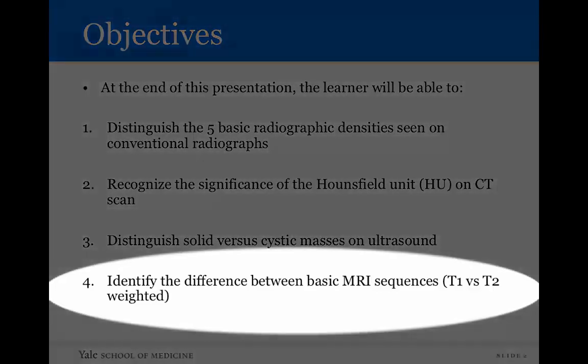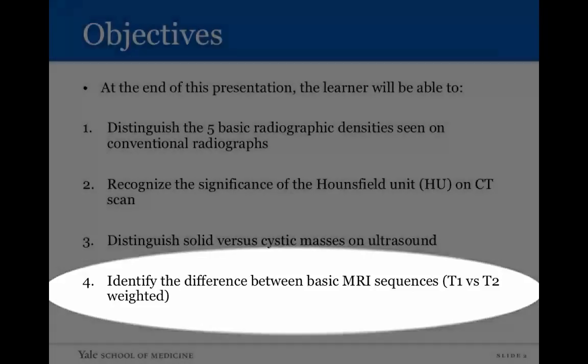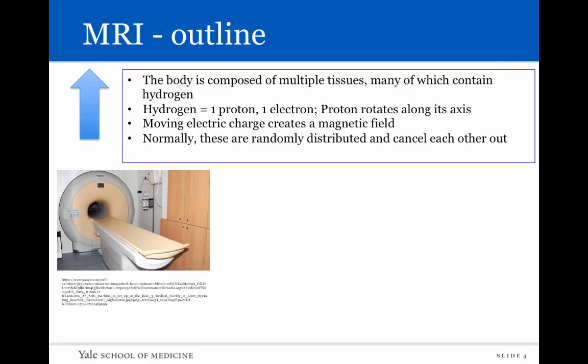The objective that I'd like you to get out of this presentation is to be able to identify the difference between basic MRI sequences, specifically what a T1 weighted sequence looks like and what a T2 weighted sequence looks like. And we'll go about doing this by covering a few basic principles of MRI imaging, and we'll then dive into the imaging sequences themselves. So here's some basic principles for MR imaging.